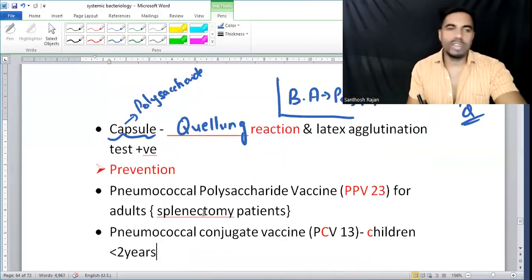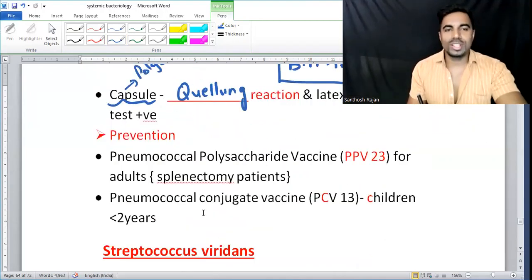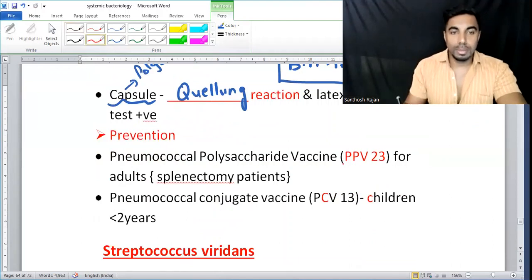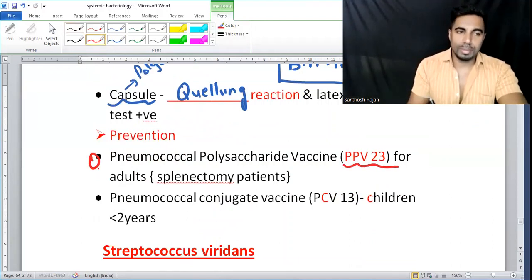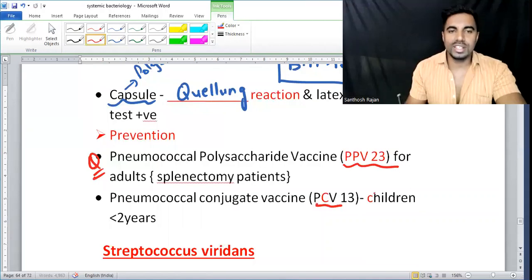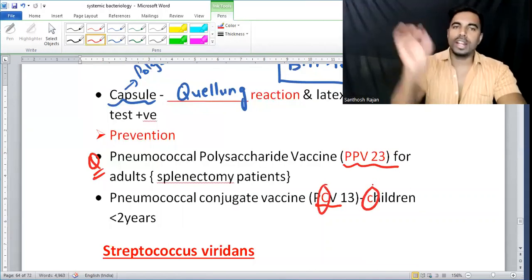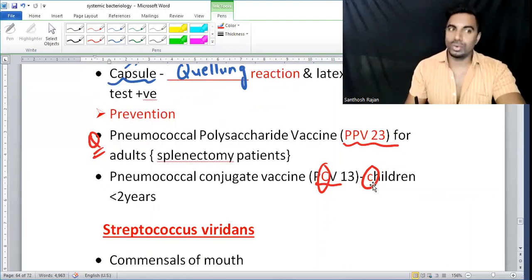Okay. And prevention is your vaccine. What are the vaccines we have? Pneumococcal polysaccharide vaccine PPV23, and that is what we give in a splenectomy patient. And for children, we give PCV, C for children, PCV. So it's easy. PCV children ka, PPV23 for the adults. That's it. Okay, two vaccines. This is important. You have to know.